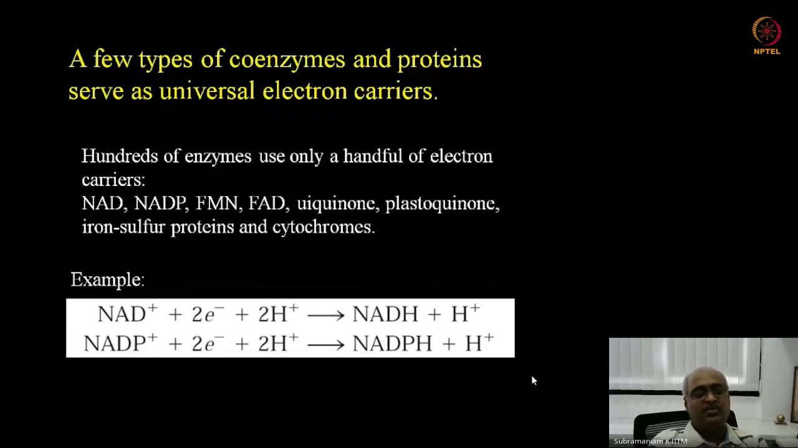Okay, so now we get to those electron carriers. A few types of coenzymes and proteins serve as universal electron carriers, meaning from a variety of molecules they can accept electrons, and they can donate electrons to a variety of acceptors. You have hundreds of reactions, but they only use a handful of electron carriers. You don't have a whole lot to memorize here.